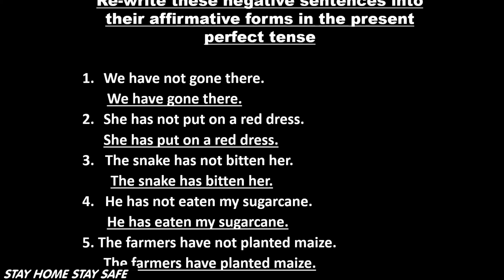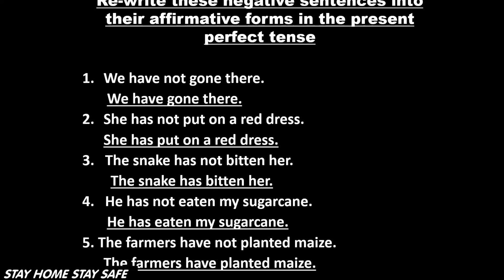Then our next part was to rewrite the negative sentences and write them in affirmative. Remember we said that affirmative is the same as positive form. To make them in positive form, we remove all negative words like never, not, any, and so on and so forth. So yeah, we have not gone there. Negative, we are going to say, we have not gone there. Then in affirmative, we say, we have gone there.